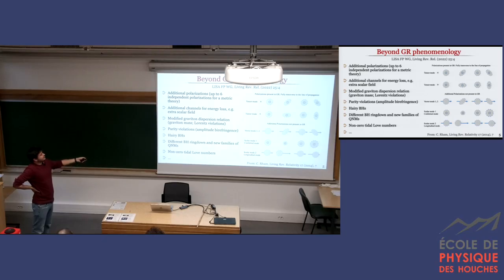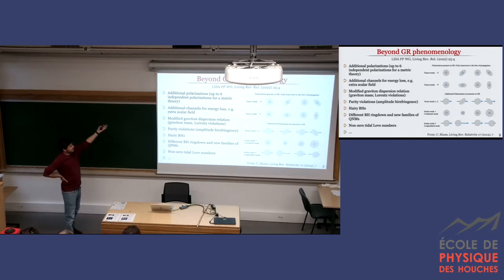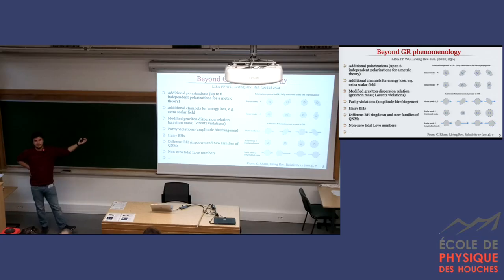Okay, but some additional channels beyond GR, so I will talk about this one, for example, when you have additional energy losses. If you're adding additional degrees of freedom, for example, a scalar field like Susan talked about, you'll have additional channels for energy loss, and that will change how your binary decays over time. You can also modify the dispersion relation of your wave equation, of your graviton, if you want. So, for example, if you add a mass to the graviton, I will show you an example.